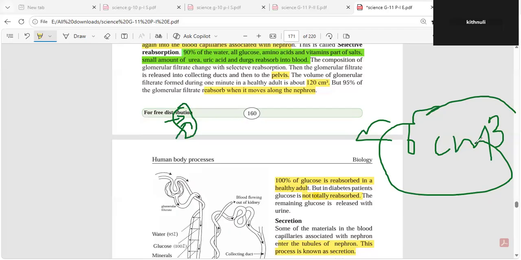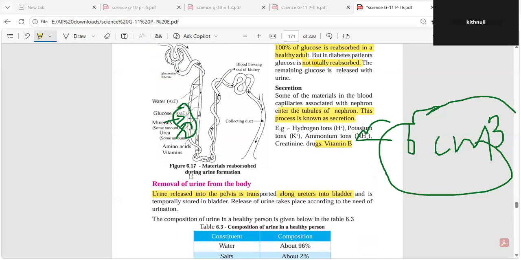Right. So after that we are coming to the secretion process. Secretion process is also very special. Some materials from the blood of the capillaries, which are there in the nephrons, will be secreted into the tubules of the nephrons.